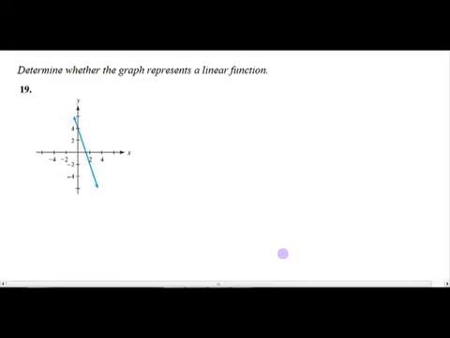Determine whether the graph represents a linear function. First of all, we do know that it is a function because it passes the vertical line test, and it's also a straight line, so definitely this is a linear function.